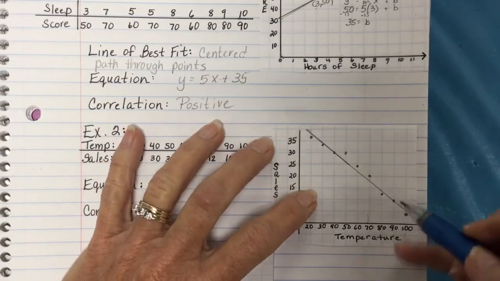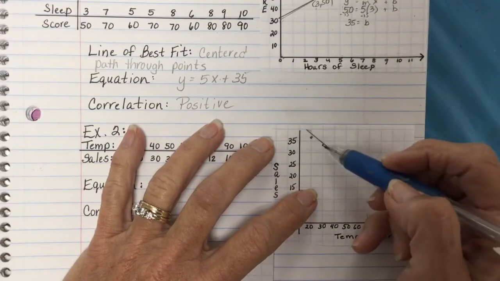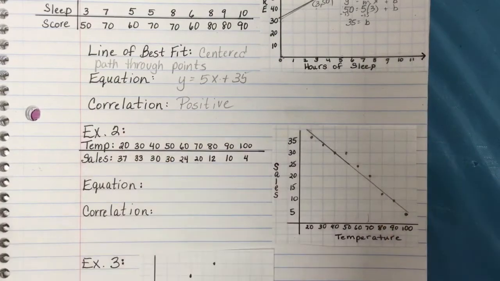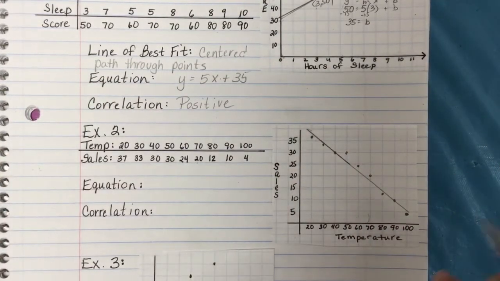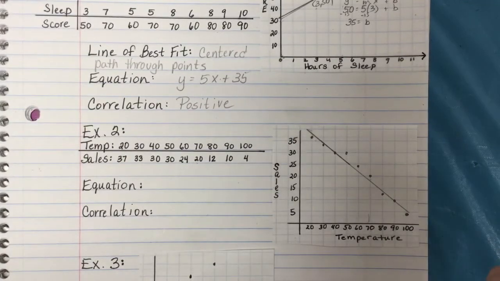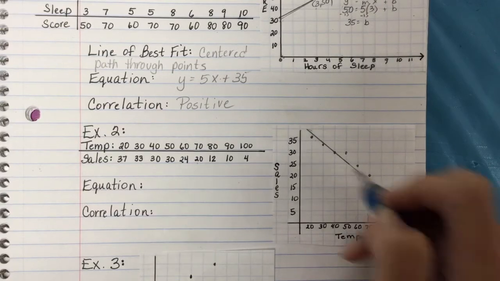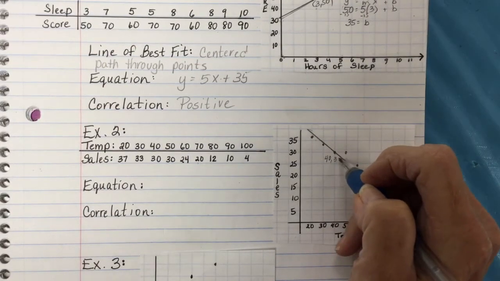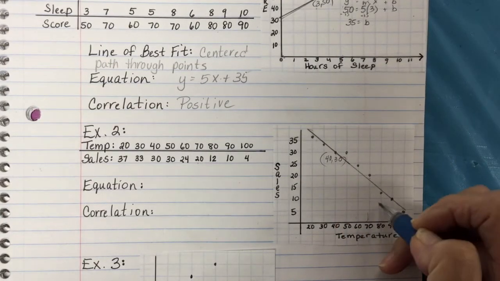So this line has 3 points above and 1, 2, 3 points below. This one's kind of on the line. And these were kind of estimates where I placed those dots. So it's just got to be a pretty close line. So let's pick 2 points to use to make our equation. This point right here is at 40, 30. And this point here is at 90, 10.